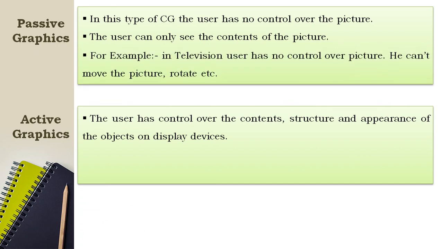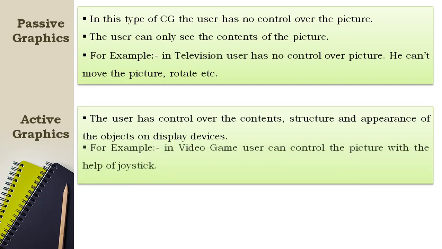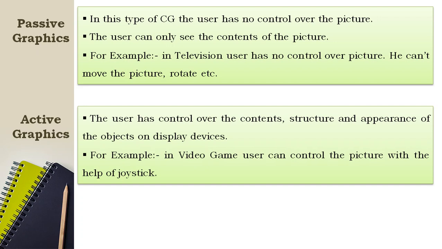In passive graphics, example is television. User has no control over the picture. He can't move the picture, rotate the picture. He can see only the contents, whatever it is. And in active video game, user can control the picture with the help of joystick.